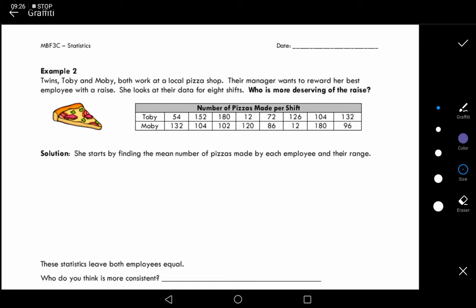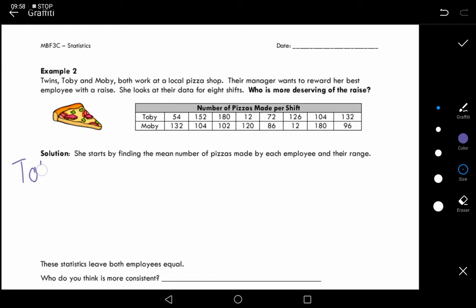They both are working at a local pizza shop. Their manager wants to reward the best employee with a raise. She looks at their data for 8 shifts. Who is more deserving of the raise? So let's just take a look at that data. So it's showing over 8 shifts how many pizzas each of them made. So for our solution, she's going to start by finding the mean number of pizzas made by each employee as well as the range. Okay, so let's set this up.